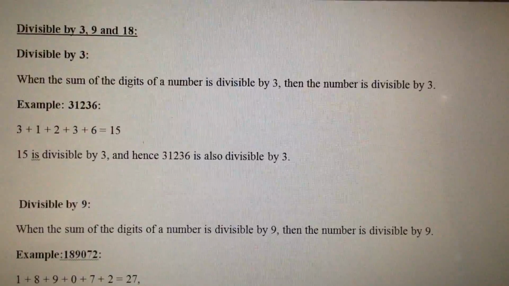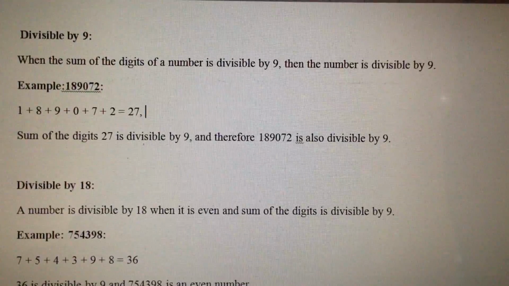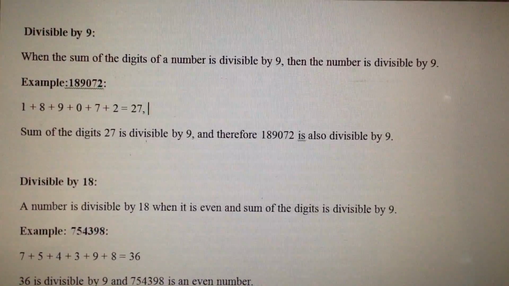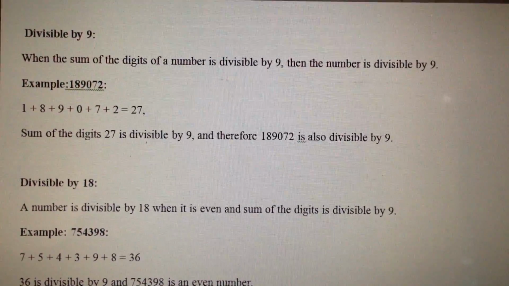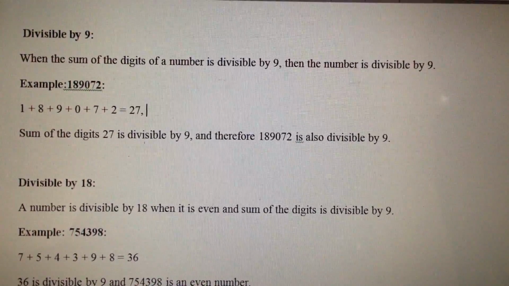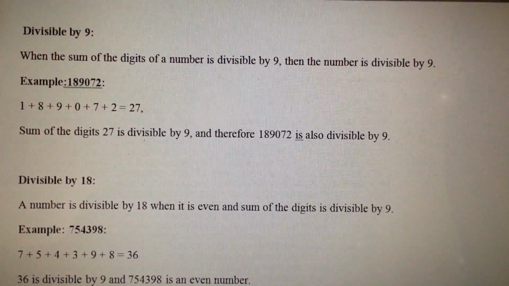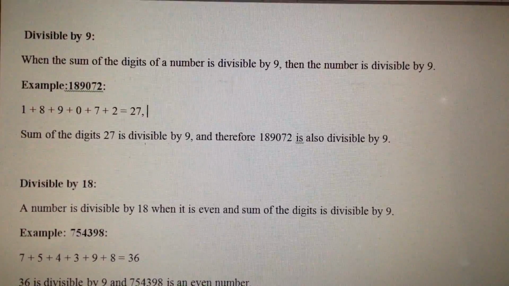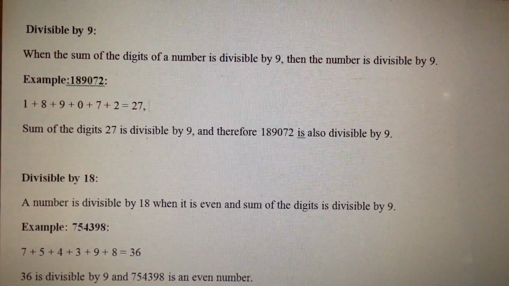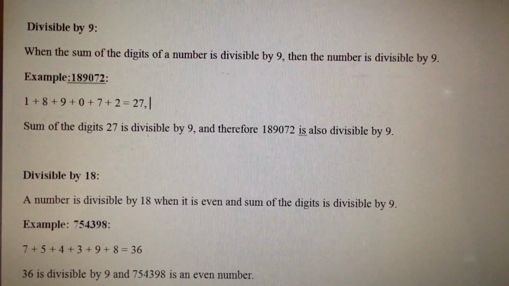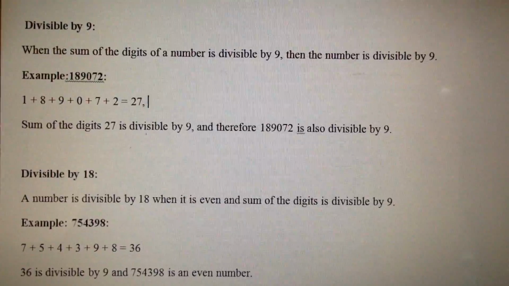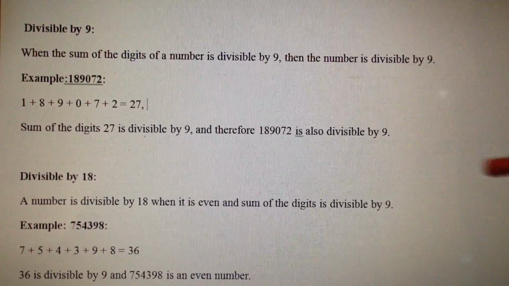Now let us see the divisibility rule of 9. When the sum of the digits of a number is divisible by 9, then the number itself is divisible by 9. Let us take an example. 1,89,072 is a number and the sum of the digits is 27. We know that 27 is divisible by 9 and therefore the number 1,89,072 is also divisible by 9.